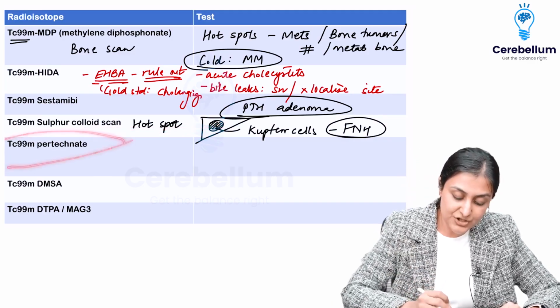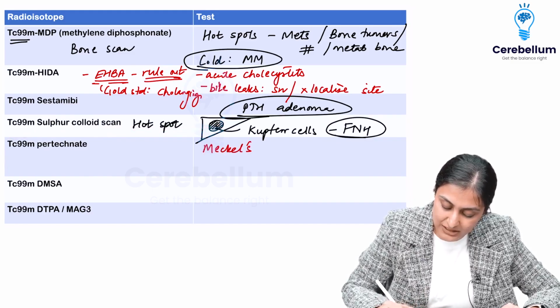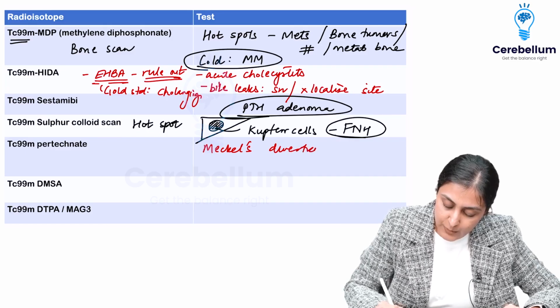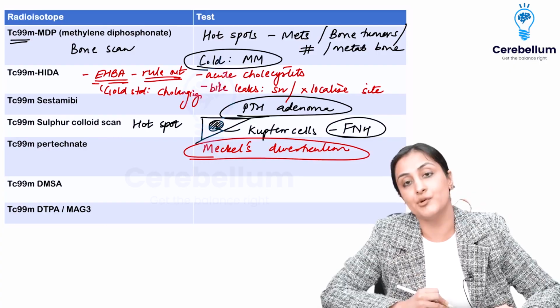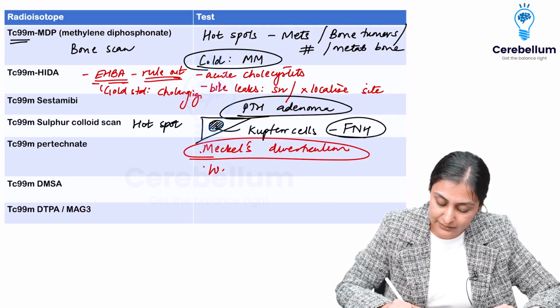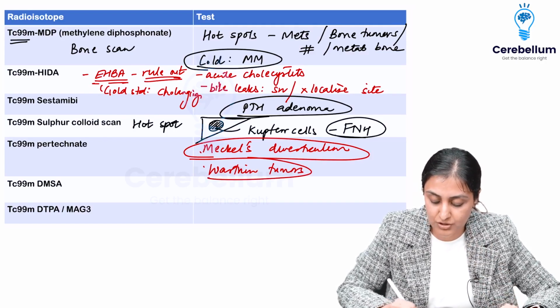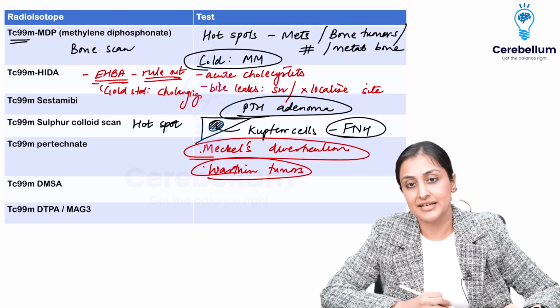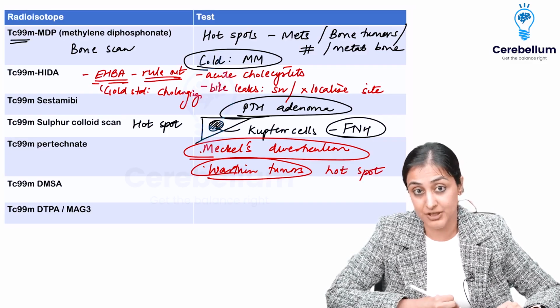So FNH is a lesion with a central scar, and you will see a hot spot with the sulfur colloid scan. Technetium pertechnetate is the investigation of choice for Meckel's diverticulum. Okay, so Meckel's diverticulum, painless GI bleed. Remember, technetium pertechnetate. In addition, in Warthin's tumor, a salivary gland tumor seen in smokers, you have pertechnetate showing us a hot spot. Fine, so that's pertechnetate.